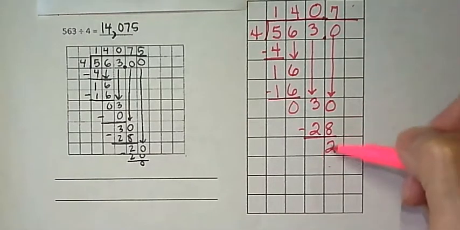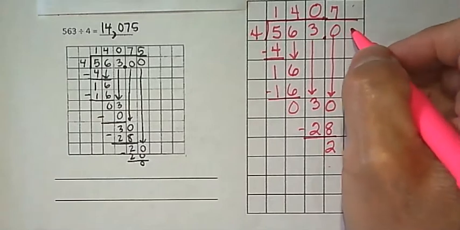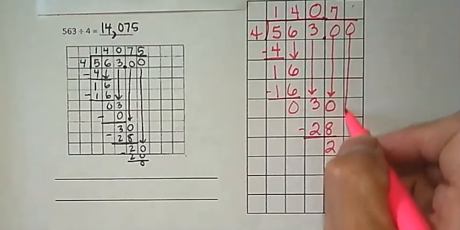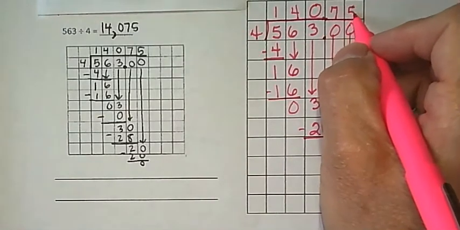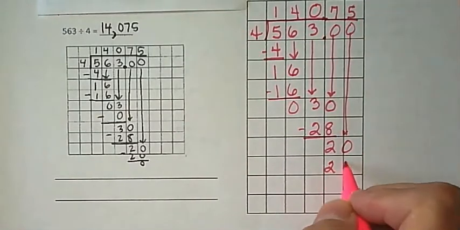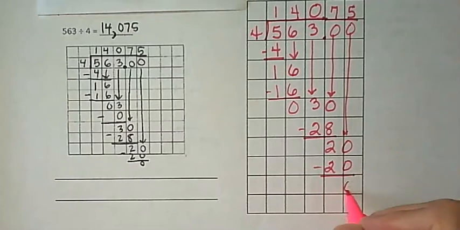This is a subtraction problem here. Alright, so we add another 0, bring that down. 4 divides into 25 5 times. 5 times 4 is 20. We subtract, and yay, we're at 0.